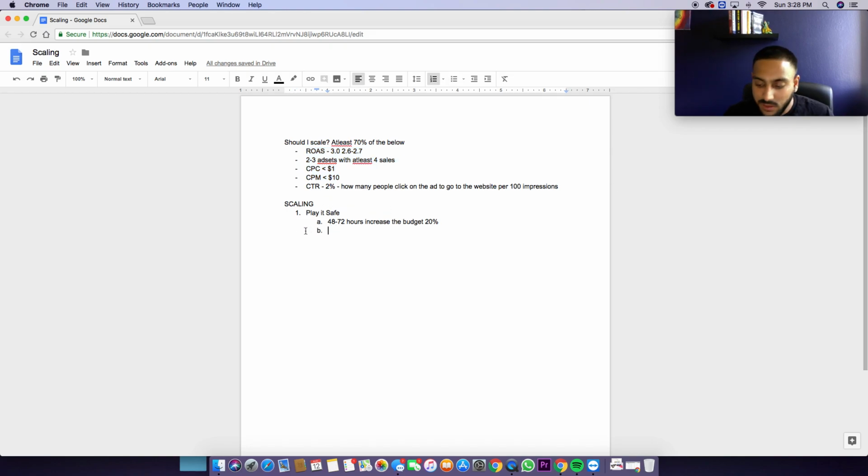So play it safe. You're basically just gonna increase the budget 20% every 48 to 72 hours, and you're gonna do that as long as you're profitable, right? So let me write an example. Let's say the ROAS was 2.7 when you started. And then once you scale, it drops down to 1.8, right?